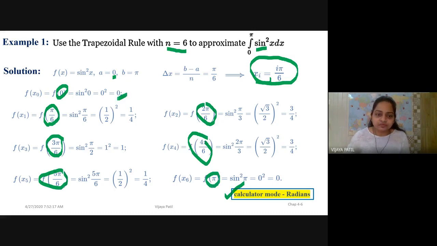So if you observe here, the value at the extreme points is 0 and 0. In between points I have got these values. So how will my trapezoidal rule move? The extreme sides I'll be getting only once, whereas this 1 by 4, this 3 by 4, this 1, this 3 by 4, and this 1 by 4 are getting added, but two times. Or you can say, add all of them and multiply with 2.